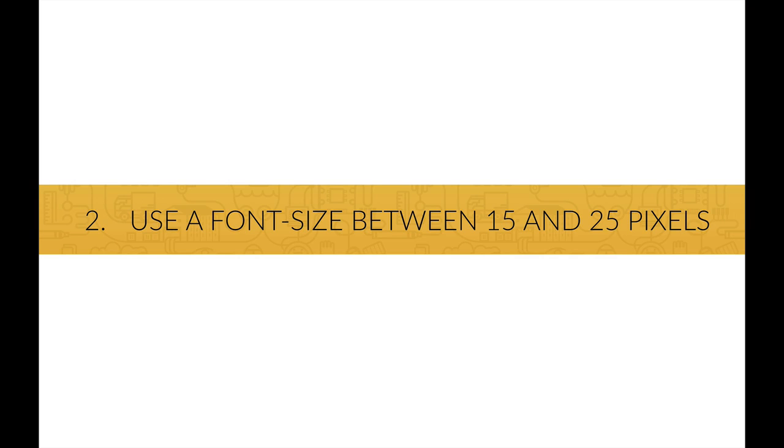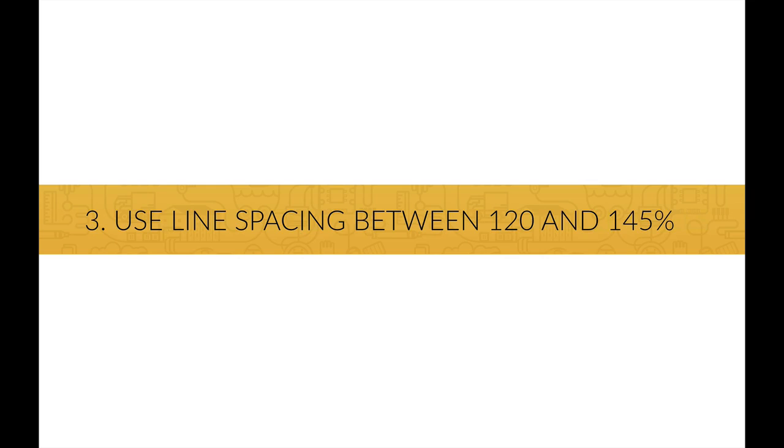The next guideline is to use a font size between 15 and 25 pixels. It really depends on the typeface you choose, how much text you got, and how much you want it to stand out. Use a line spacing between 120 and 145% of the font size. Line spacing is the vertical distance between lines and makes text easier to read. For bigger headlines, you can usually go for a smaller line height than for the body text.